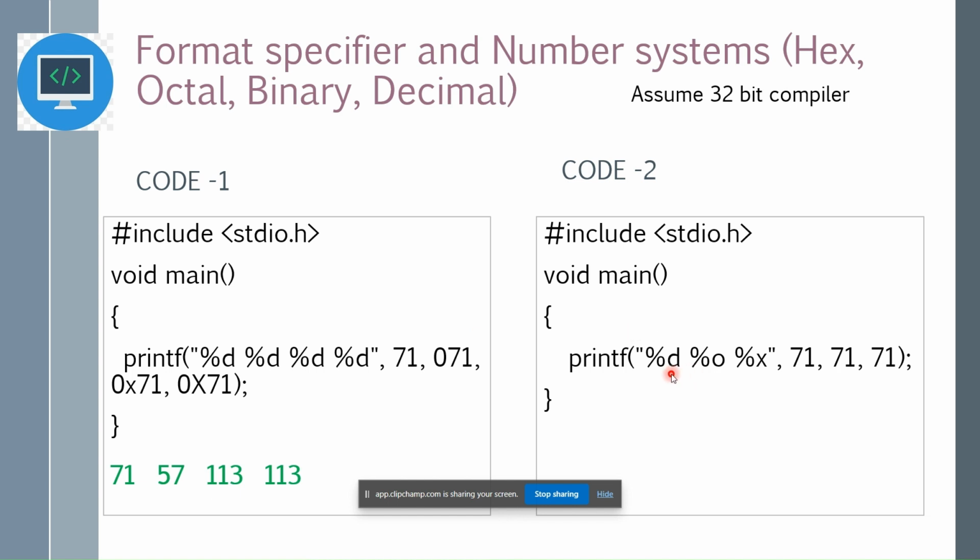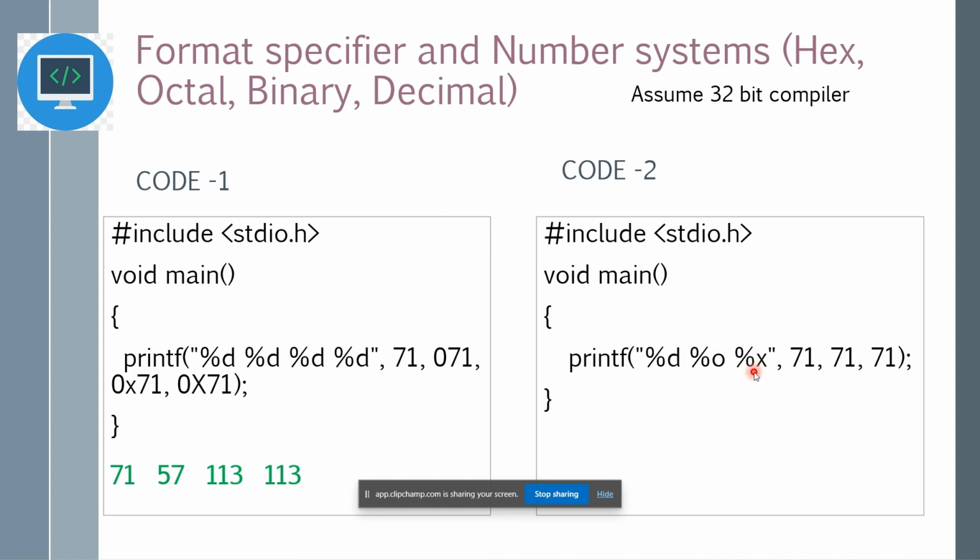Coming to the second one, printf always prints from left to right. So for percentage d, the first input parameter is 71. So 71 will be printed in the integer format. It will print 71. Then there is a space, then percentage o. The second parameter is 71. Percentage o means whatever parameter you have given, print it in octal format. So the octal equivalent of the decimal number 71 will be printed. Then a space will be given while printing.